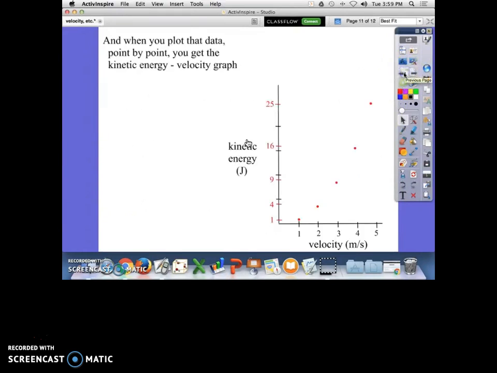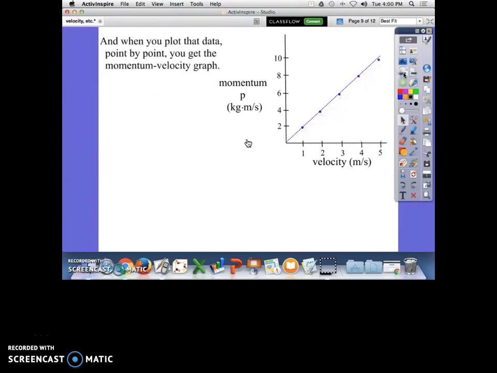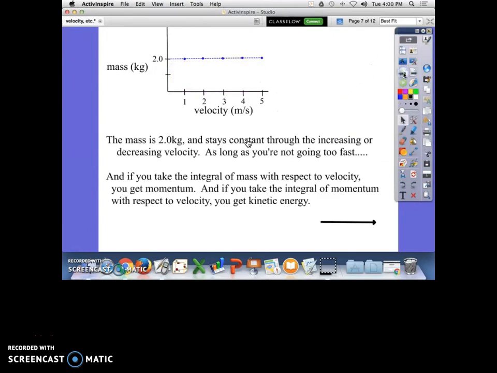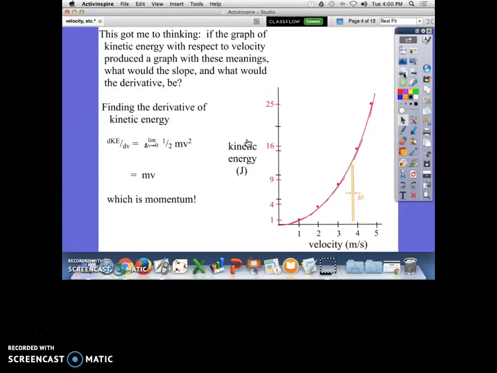So you won't find this, probably. I've never seen it in any textbook, but it's a really good, interesting idea of integrals and derivatives. A really good application of integrals and derivatives. So kinetic energy is the integral of momentum, and momentum is the integral of mass. And they are one another's derivatives also. So, interesting lesson. Take that with you because you won't read it in your book.